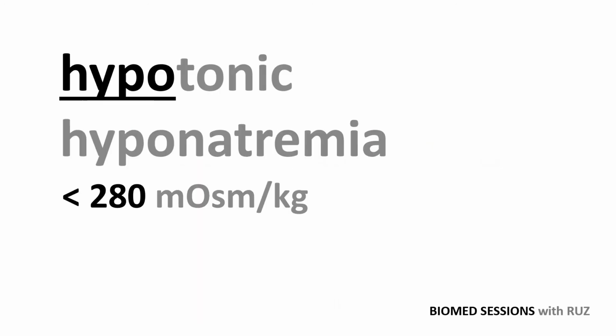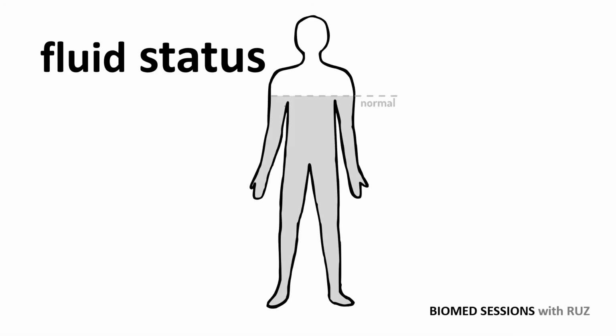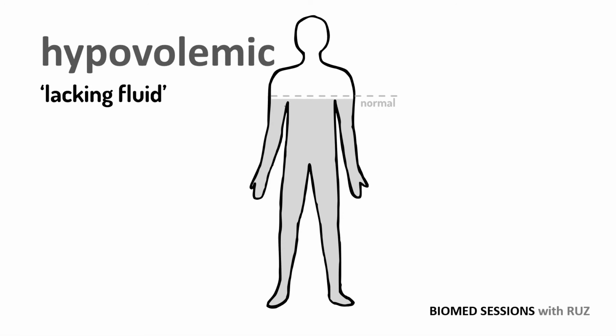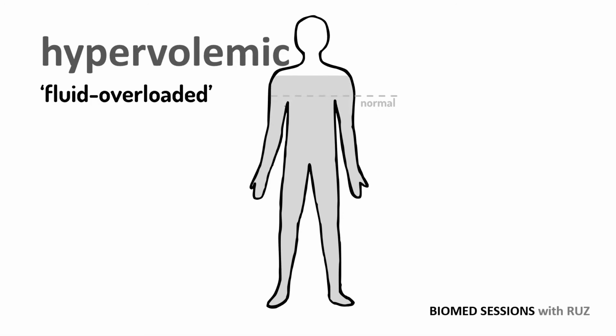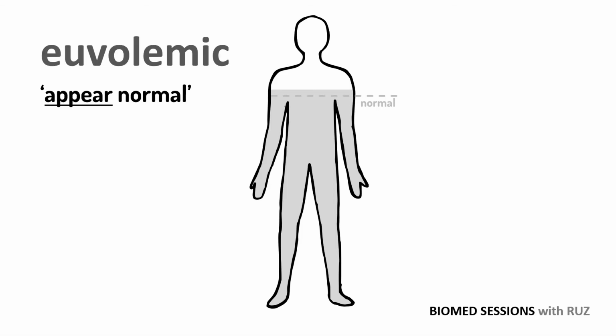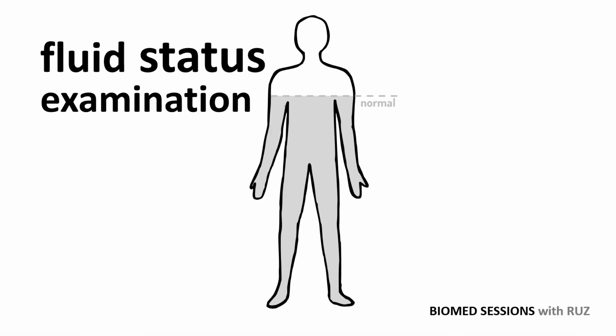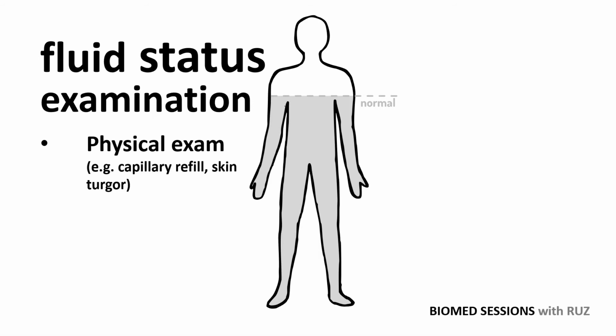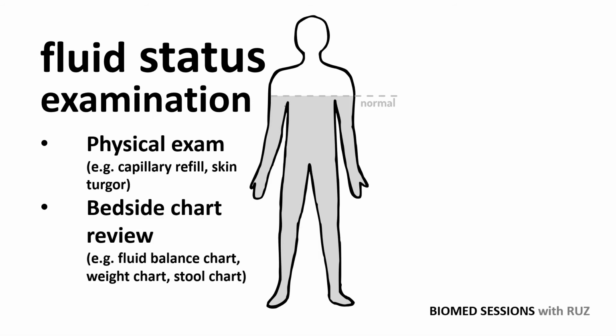Okay, so once we know we have a hypotonic hyponatremia due to low plasma osmolality, step 2 in our process of diagnosis is to determine a patient's fluid status. Are they hypovolemic, i.e. lacking body fluid? Are they hypervolemic, i.e. fluid overloaded? Or are they euvolemic, i.e. appearing to have a normal amount of body fluid? This information, which can be obtained by simple physical examination and review of bedside charts, is a vital clue to the underlying cause of hyponatremia.